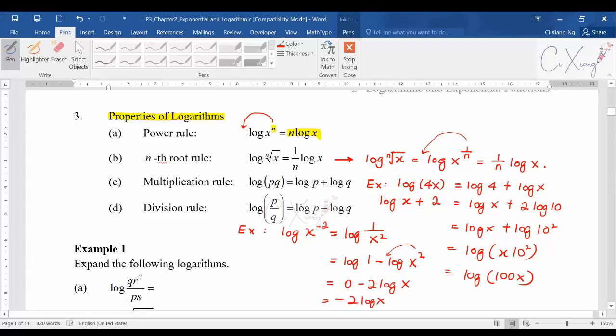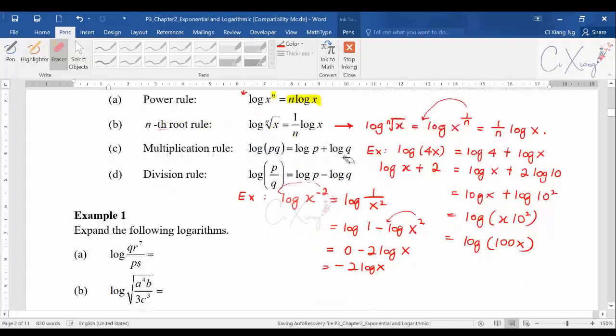But this one is a long method. For the shorter one, you can straight away apply the power, put it in front, and straight away you will get negative 2 log x. But now I just want to show you how to use the division rule if you want. So all these rules, again, you need to know how to apply in both ways. Make sure that you know how to do it in both ways, either you split it or you combine it. They are actually the same.